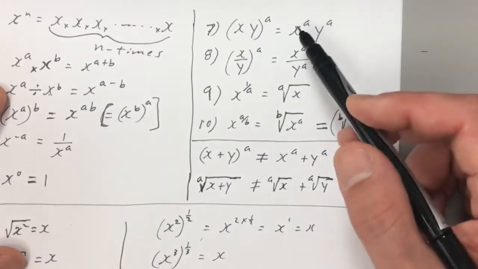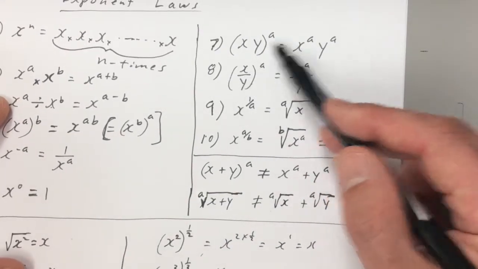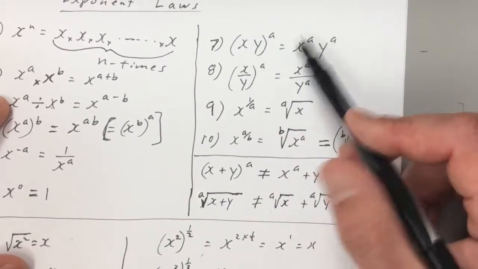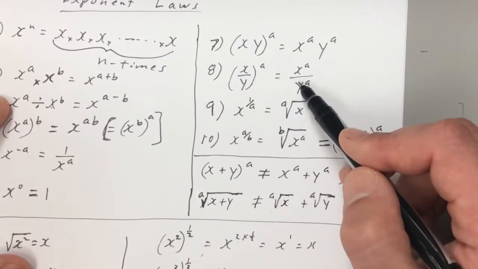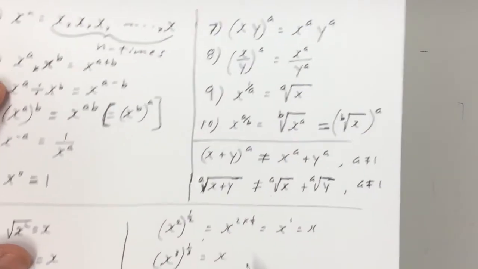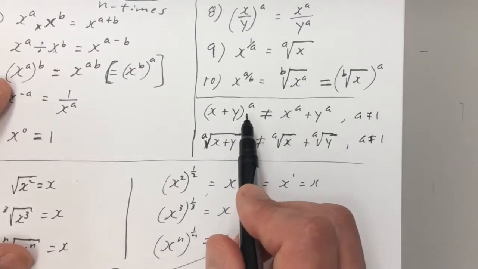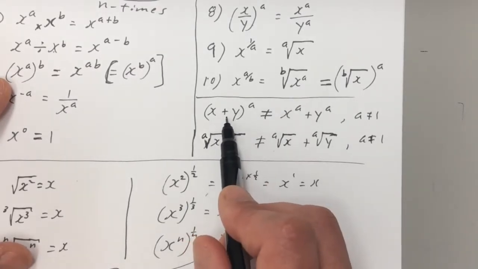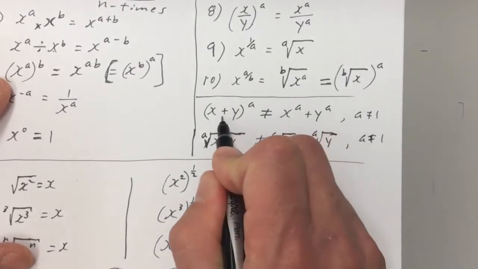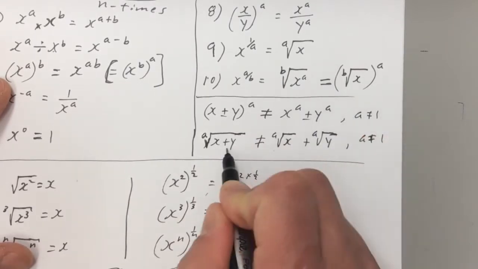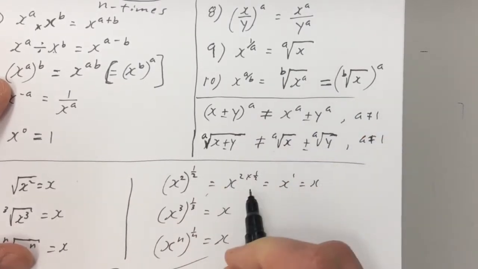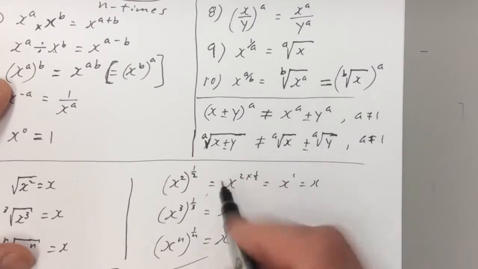So we mentioned that in 7 and 8, you can distribute the exponent into a product or a quotient, division. What you can't do is distribute an exponent into a sum or difference, so plus or minus in those. Okay, so you cannot distribute the exponent into a sum or difference.